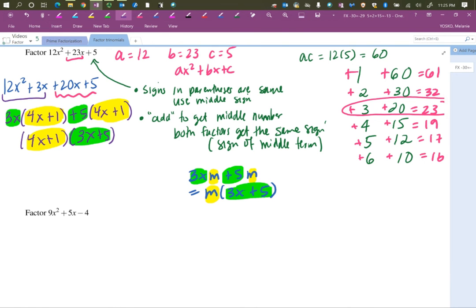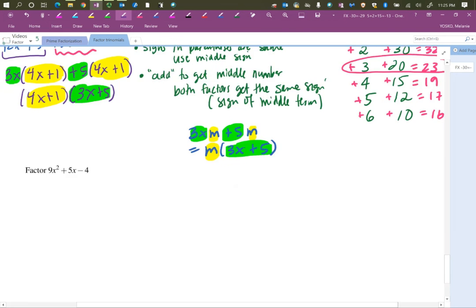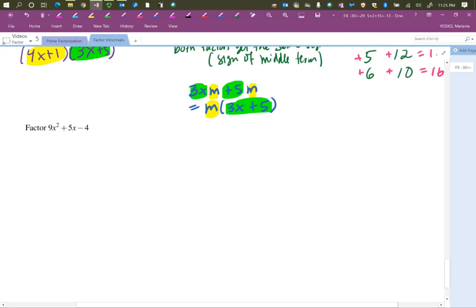Okay, let's try another one. We have 9x squared plus 5x minus 4. Okay, check the powers. X squared, x, and then a constant. So the powers are 2, 1, and 0. Descending order, perfect. Can you factor something out of all three terms? No. So we're going to do the AC method. So remember we had ax squared plus bx plus c. So a is 9, b is 5, and c is negative 4. So we're going to take a times c. So 9 times negative 4, we get negative 36.